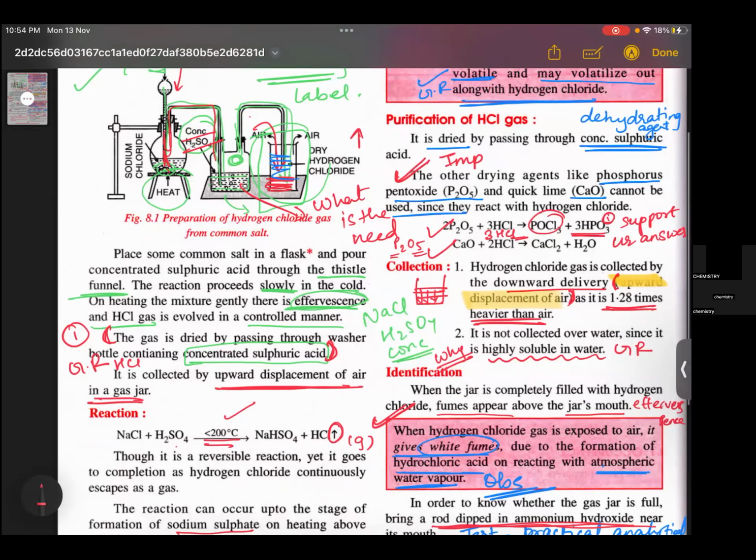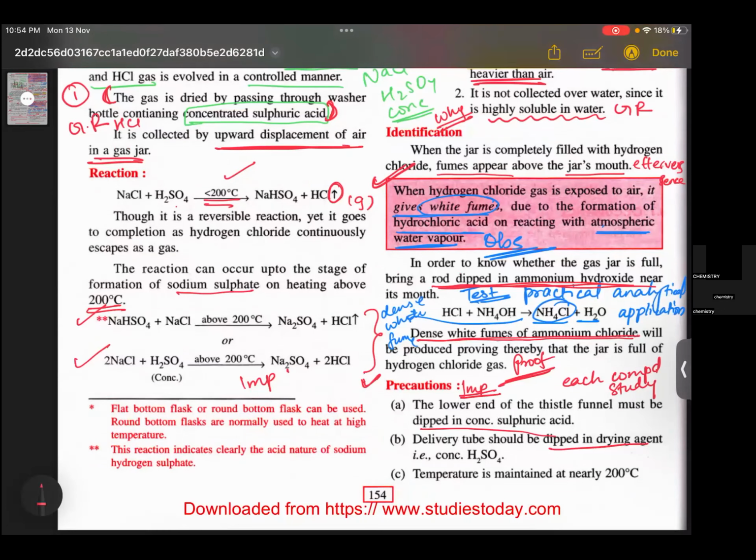Next, the delivery tube should be dipped in the drying agent, concentrated H2SO4. Because again, if it's not dipped in, it will escape out. So your first point is that your thistle funnel should be dipped inside the concentrated acid. Your second point is the delivery tube should be dipped inside your drying agent, concentrated H2SO4. And your third point is the temperature must be maintained at nearly 200 degrees Celsius.